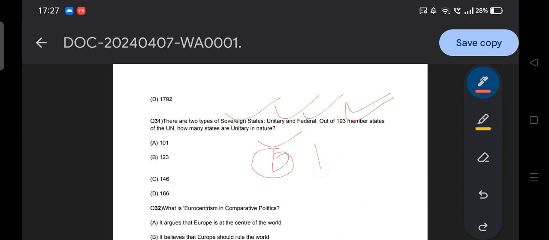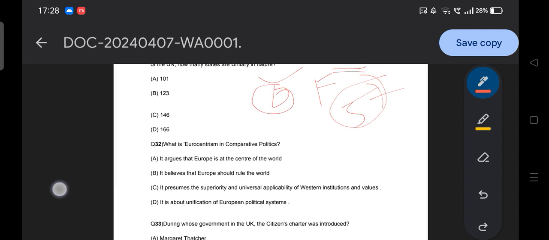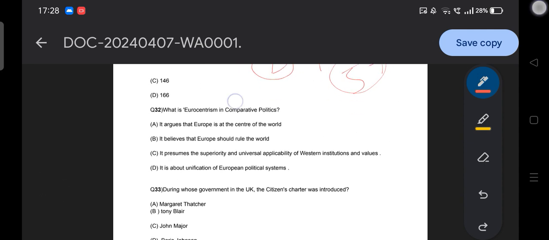And they can ask the question, what is the number of federal states in the world out of 193? That can be asked. So you simply need to subtract 166 from 193. Simply you can get it. Then what is the answer? The answer will be 57. So 57 states are federal in nature. That's an easy question.